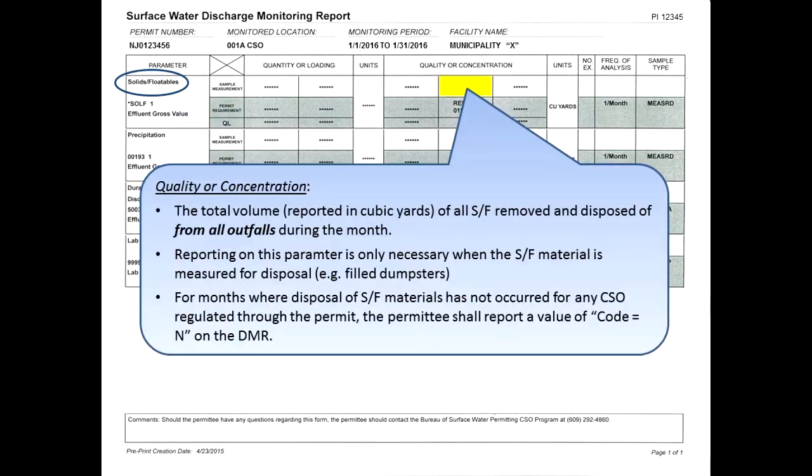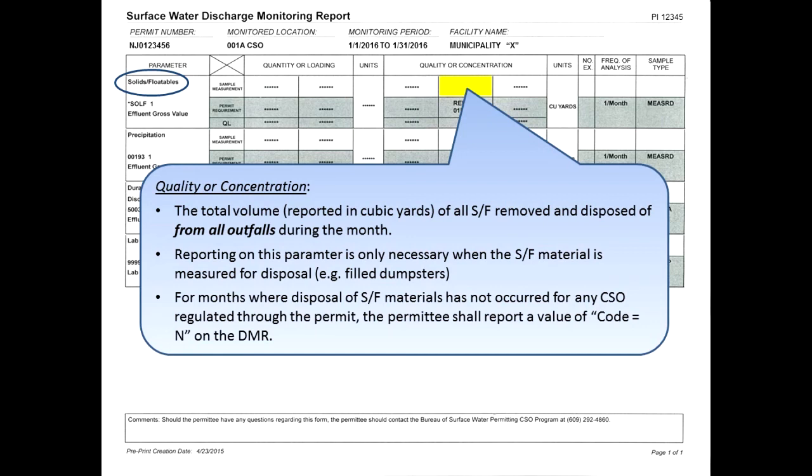Under the quality or concentration header, the permittee is to report the total volume of all solids floatables removed and disposed of from all outfalls during the monitoring period. As indicated on the DMR, this value is to be reported in cubic yards. Please note that reporting on this parameter is only necessary when the solids floatables material has been measured for disposal.